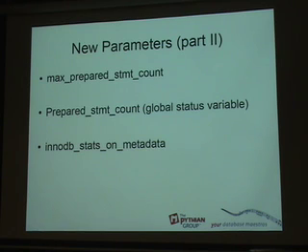So, max prepared statement count. This is a global variable, and it limits the number of prepared statements in the server. This is useful because you could theoretically have some kind of denial of service attack, because somebody could run the server out of memory by running tons of prepared statements. There's actually a prepared statement count global status variable, which shows you the current number of prepared statements. And you can see that through show global status.